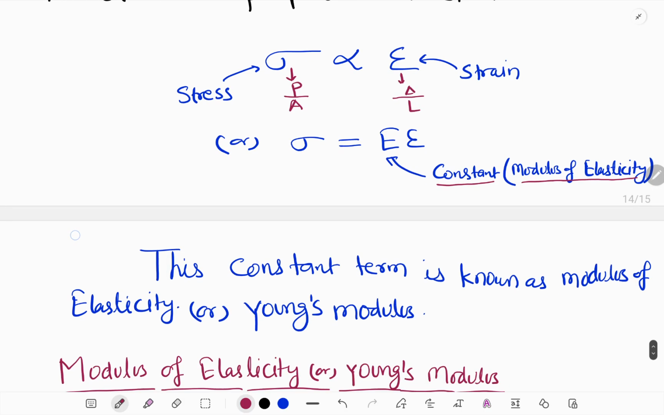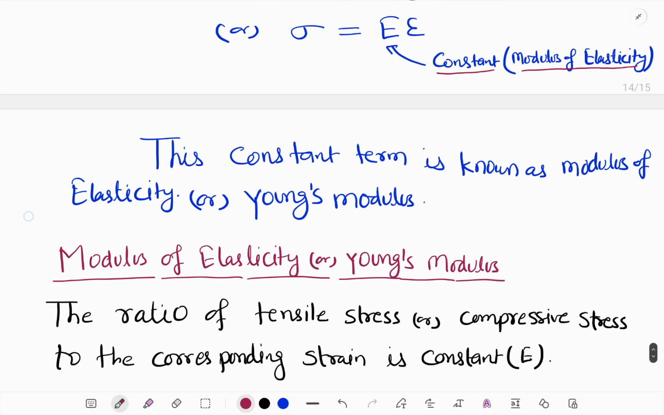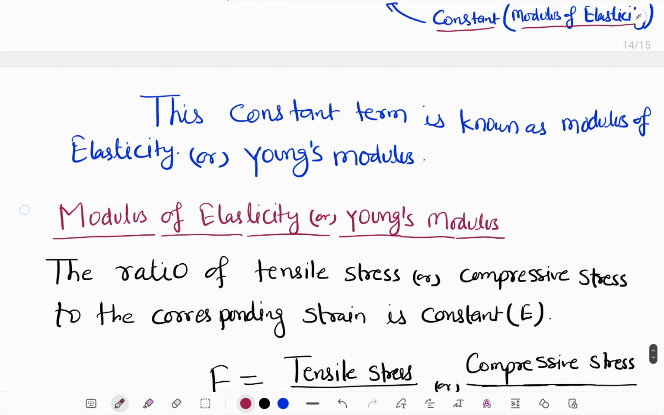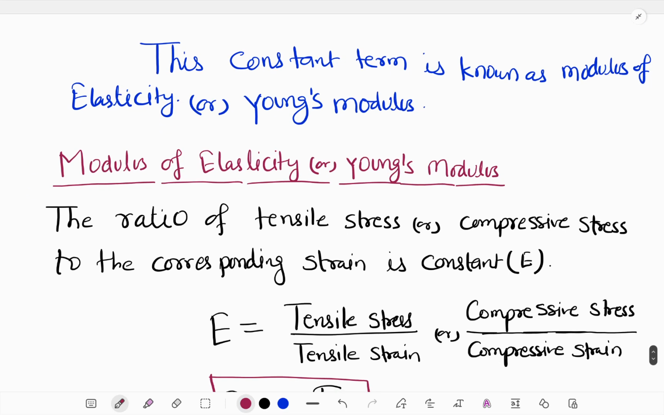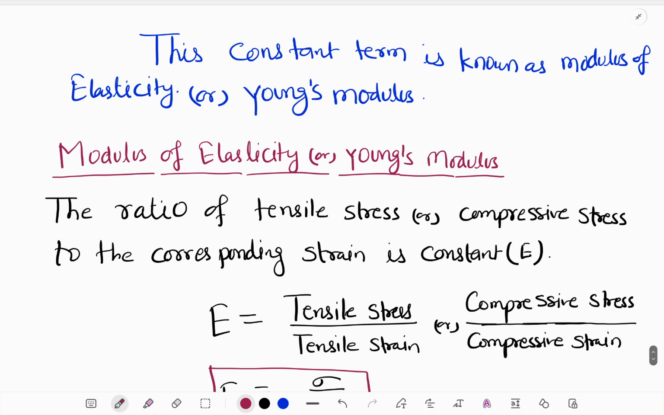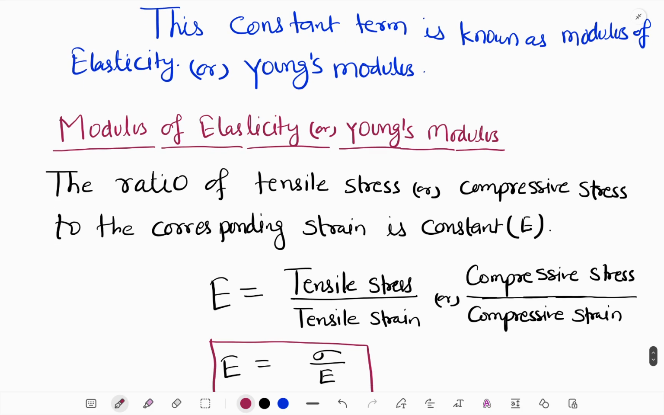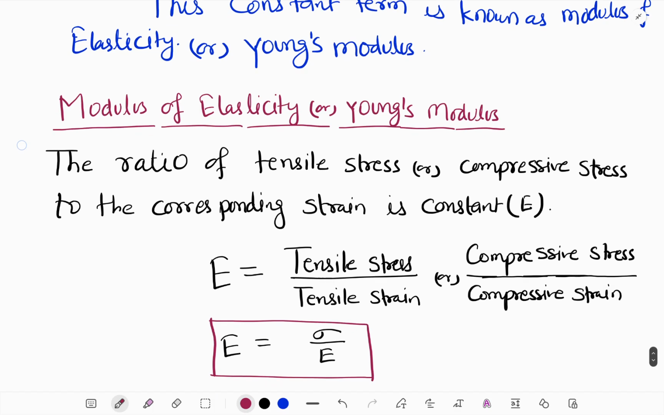So that is clear. Now here some more terms are there, the modulus of elasticity or Young's modulus. How is it going to be defined? As we see here, it is the ratio of tensile stress or compressive stress to the corresponding strain. Whatever stress is produced, whether tensile or compressive, strain will be produced because of that. So Young's modulus E will be defined as tensile stress by tensile strain, because it is the ratio of stress to strain.